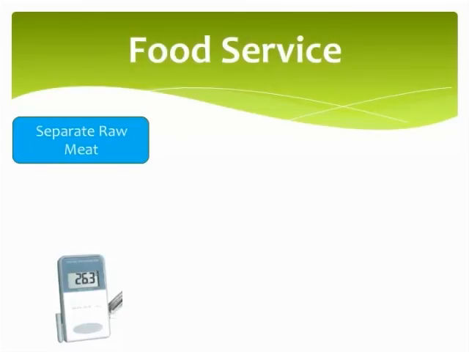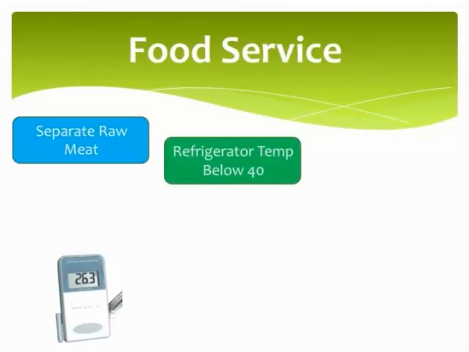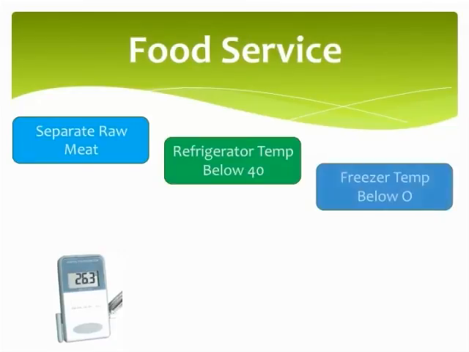The refrigerator and freezer temperatures should be checked at least weekly to ensure that they are in the proper temperature range so that food does not grow bacteria. The refrigerator should be kept below 40 degrees Fahrenheit and the freezer should be kept below 0 degrees Fahrenheit. It is not a bad idea to glance at the temperature whenever you are going into the refrigerator or freezer to make sure the temperature is still in range.